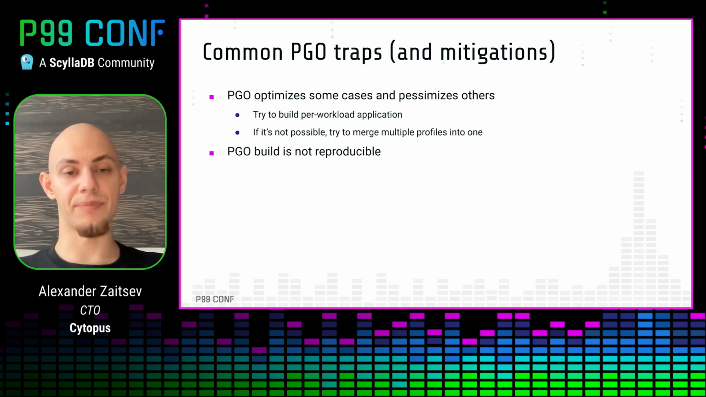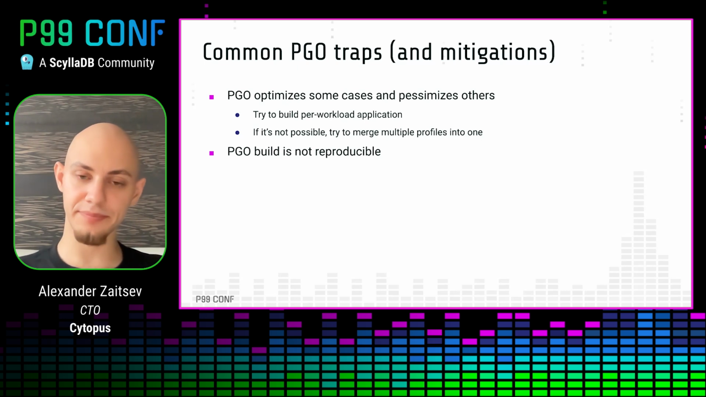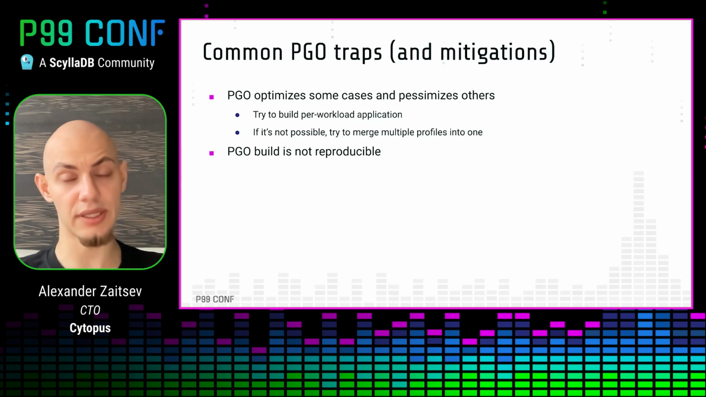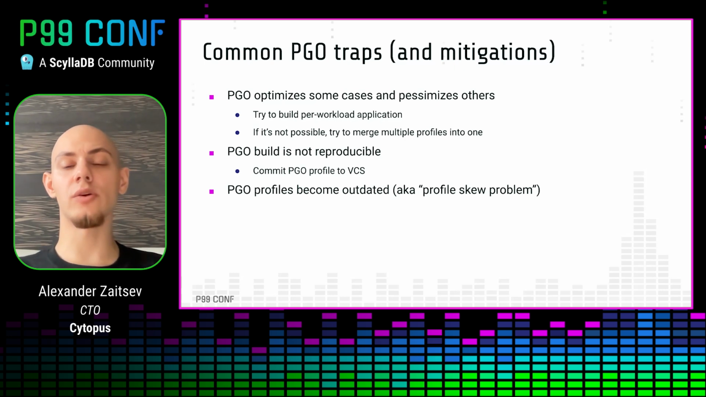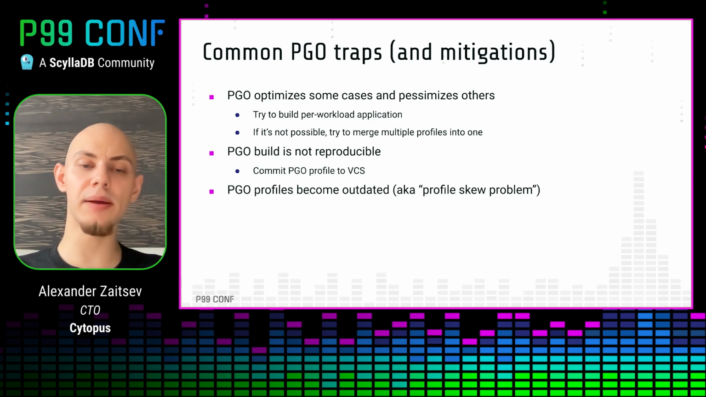PGO builds are not reproducible. Reproducibility is a hot topic nowadays, especially for the open source community. And PGO can introduce additional problems here because it's an additional input into your build environment. So the solution can be simple. Just commit the collected PGO profile to a version control system, and then reuse this committed PGO profile during each build. And your build will remain reproducible, trust me. However, if you do it, you can get another problem called the profile skew problem.